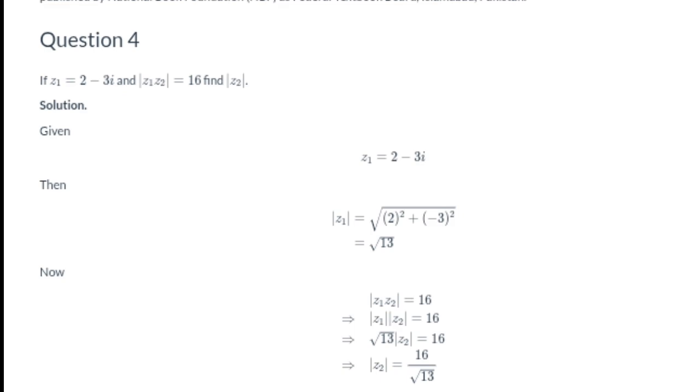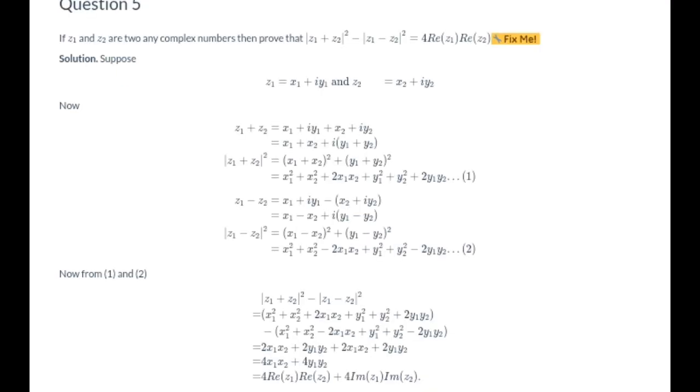Property. We use the rule that modulus of z1 z2 equals modulus of z1 times modulus of z2. Calculate modulus of z1. For z1 equals 2 minus 3i, modulus of z1 equals the square root of 2 squared plus minus 3 squared, which is square root of 13. Substitute. We substitute this into the given equation. Square root of 13 times modulus of z2 equals 16. Final answer. Dividing by square root of 13 gives the final result. Modulus of z2 equals 16 over square root of 13.